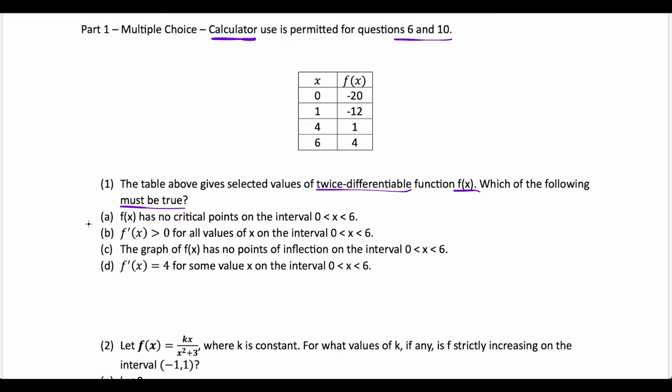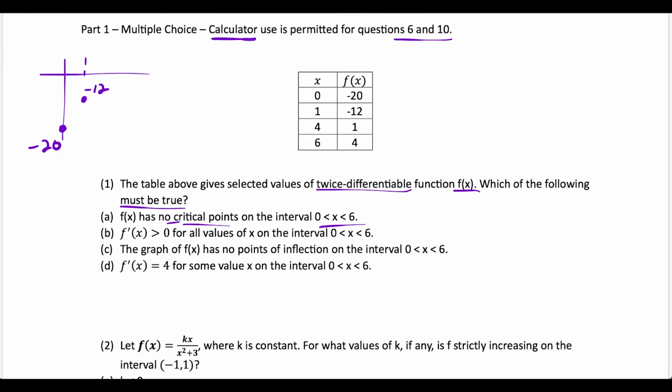So for this one here, let's look at the first few answer choices. We have f of x has no critical points on the interval 0, 6. So what I like to do for questions like this is draw it out. Think about if there's a way for us to contradict these answer choices. And we have f of 0 is negative 20. And then we have f of 1 is negative 12, which would be, let's say, over here.